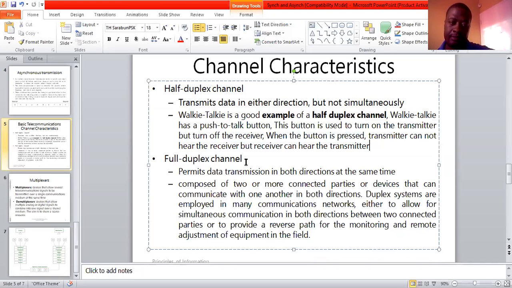Moving on to the full duplex channel. With this one, we permit data transmission in both directions at the same time. Unlike half duplex, where it's only in one direction, in either direction but not simultaneously, this one is two-way traffic. So the transmission can be from both directions at the same time.